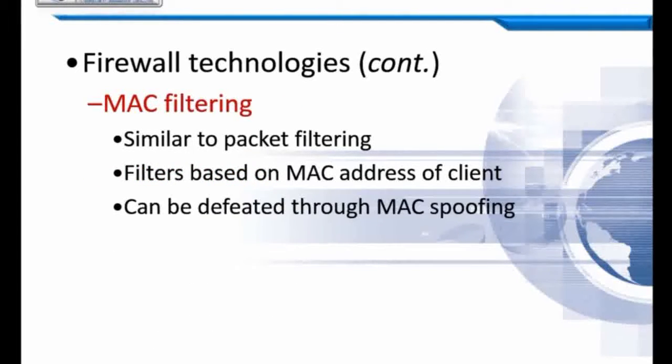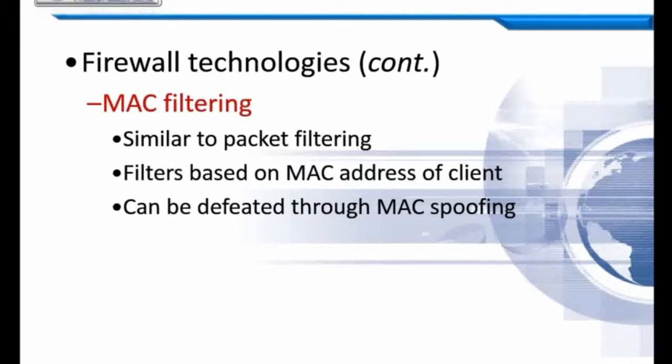Next would be MAC filtering. It's similar to packet filtering, except it filters based on the MAC address of a client. However, this can be defeated by a technique called MAC spoofing. This is done by an attacker changing his MAC address to a known good MAC address and bypassing your firewall.